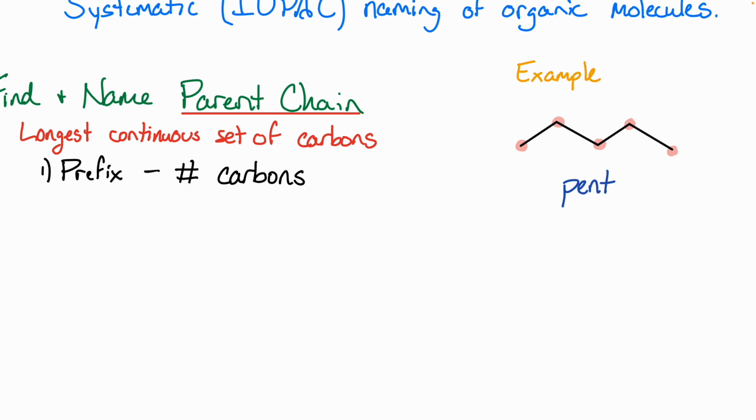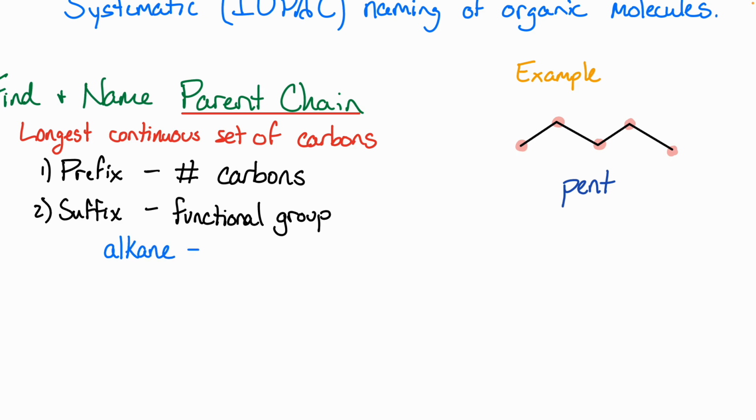Okay, and then the back half of the name, the suffix, is going to correspond to our functional group. All right, so for this one, we've just introduced this one type of functional group that we're going to talk about, alkanes. All alkanes have the same suffix, the same ending to the name of the parent chain, and that is just A-N-E. So this molecule is not just pent, but pentane.